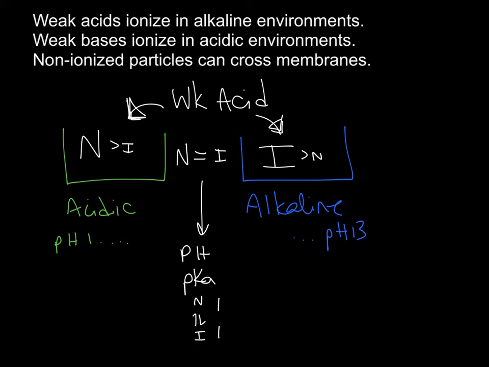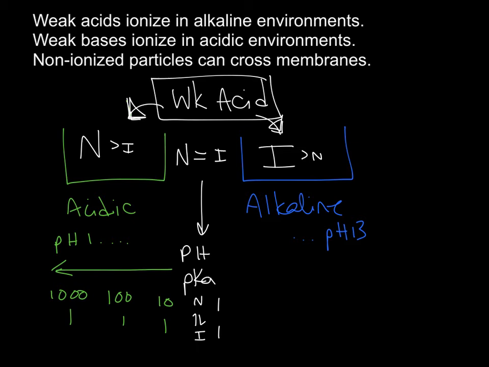So therefore, when we say if we put this weak acid into an acidic environment, what we're really saying is if the pH is any lower than the pKa, then it's not going to be 50-50 anymore. What we're going to see is as the pH drops, the non-ionized form will predominate. So we'll have a 10 to 1 ratio of non-ionized to ionized, 100 to 1, 1,000 to 1.